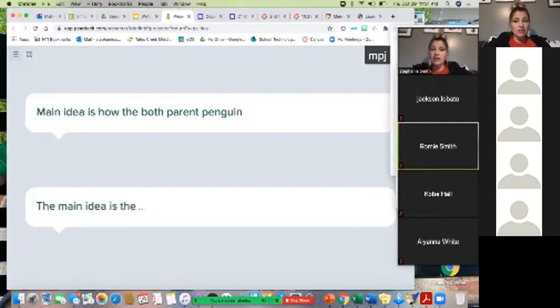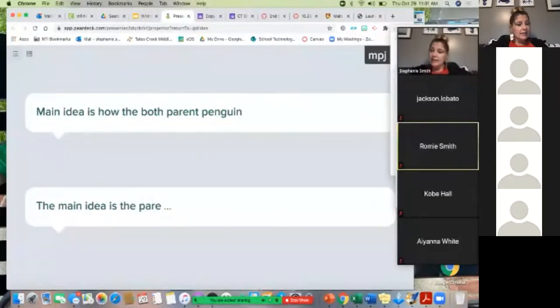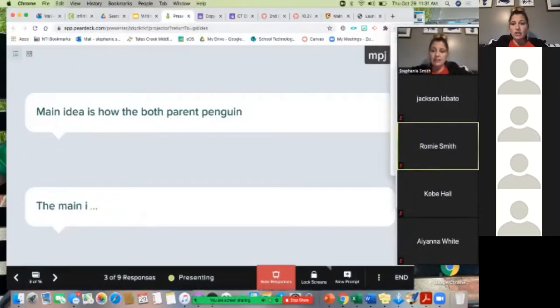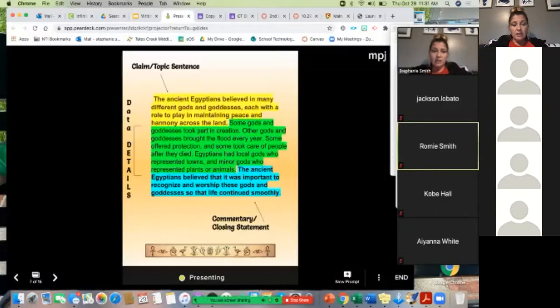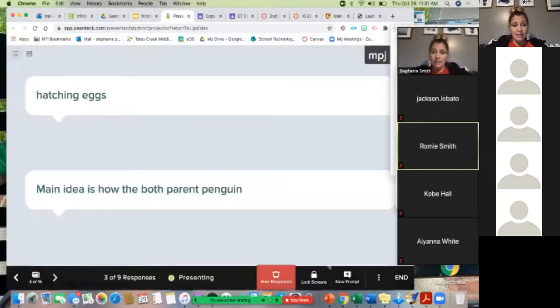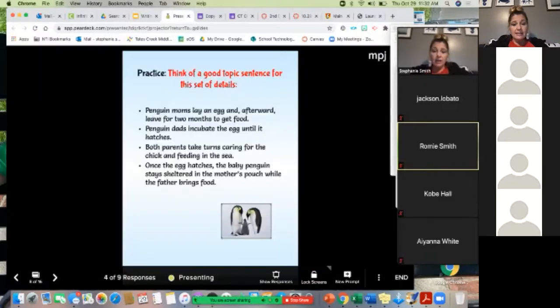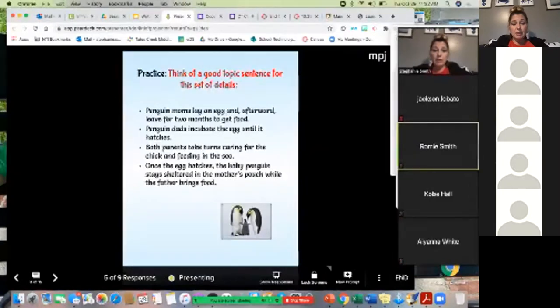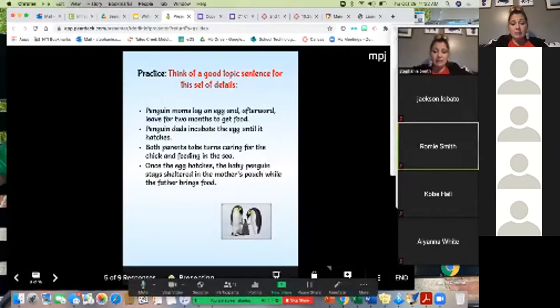Here's a big hint. You're not going to say "the main idea is." You're looking for a topic sentence that starts this paragraph. Look at this example. Does it say "the main idea is the ancient Egyptians believed in many different gods"? No, you just start your paragraph with a topic sentence about what this paragraph is about. Don't say "the main idea is." I'm asking you to write a topic sentence to start this paragraph about penguins caring for their young. So what is a good topic sentence?